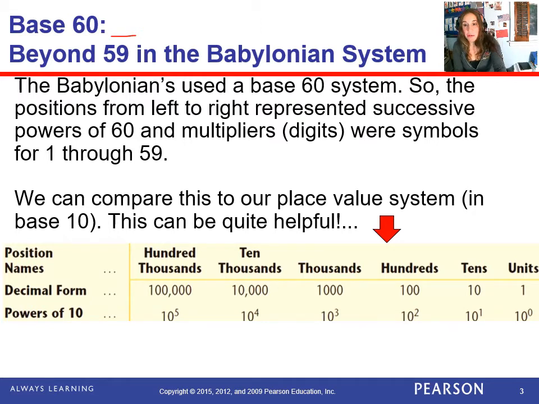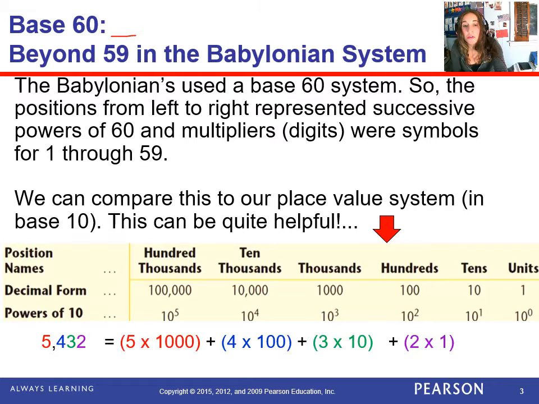So if we think about a number in our system, let's say 5,432, right? Each of these numbers represents a place value, a power of 10. So for example, the 5 in 5,000, that's 5 times 1,000, right? That's 5 thousands. The 4 in our hundreds place, that's 4 times 100. The 3 is in our tens place. That's 3 times 10. And the 2 in our units place, our ones place, that's 2 times 1.